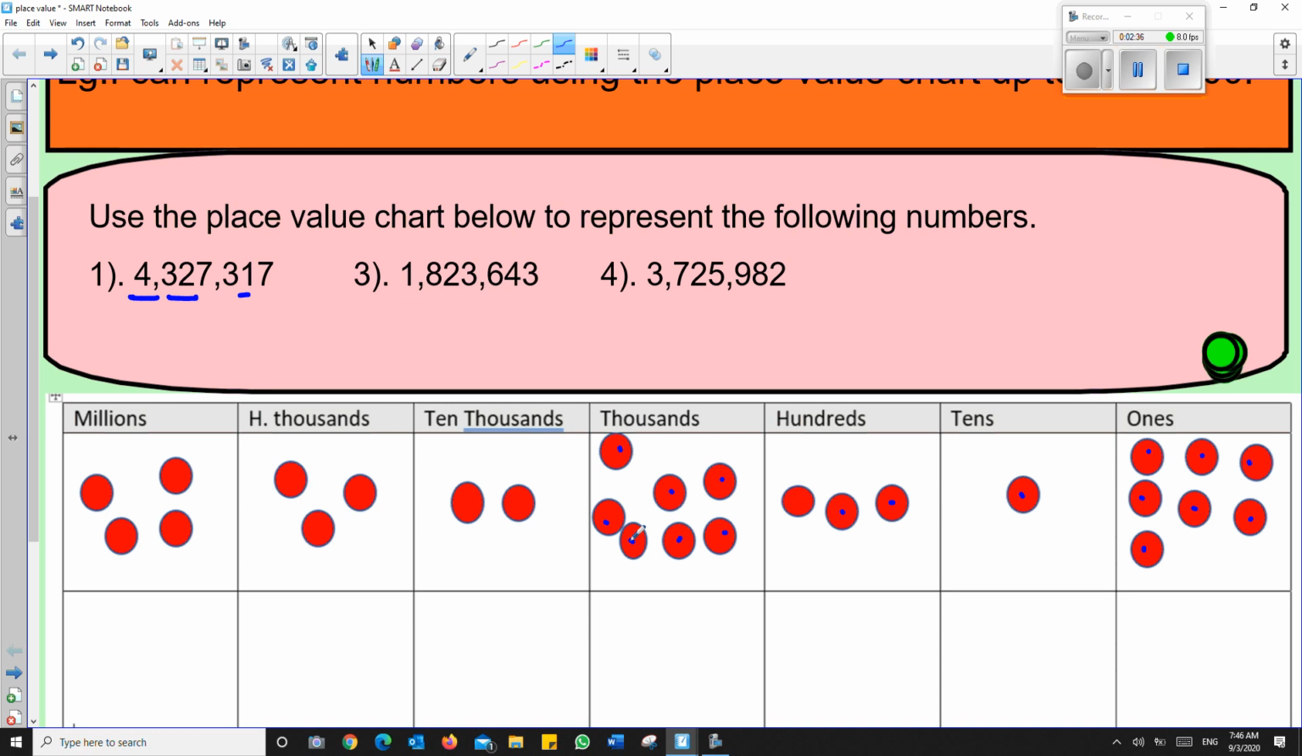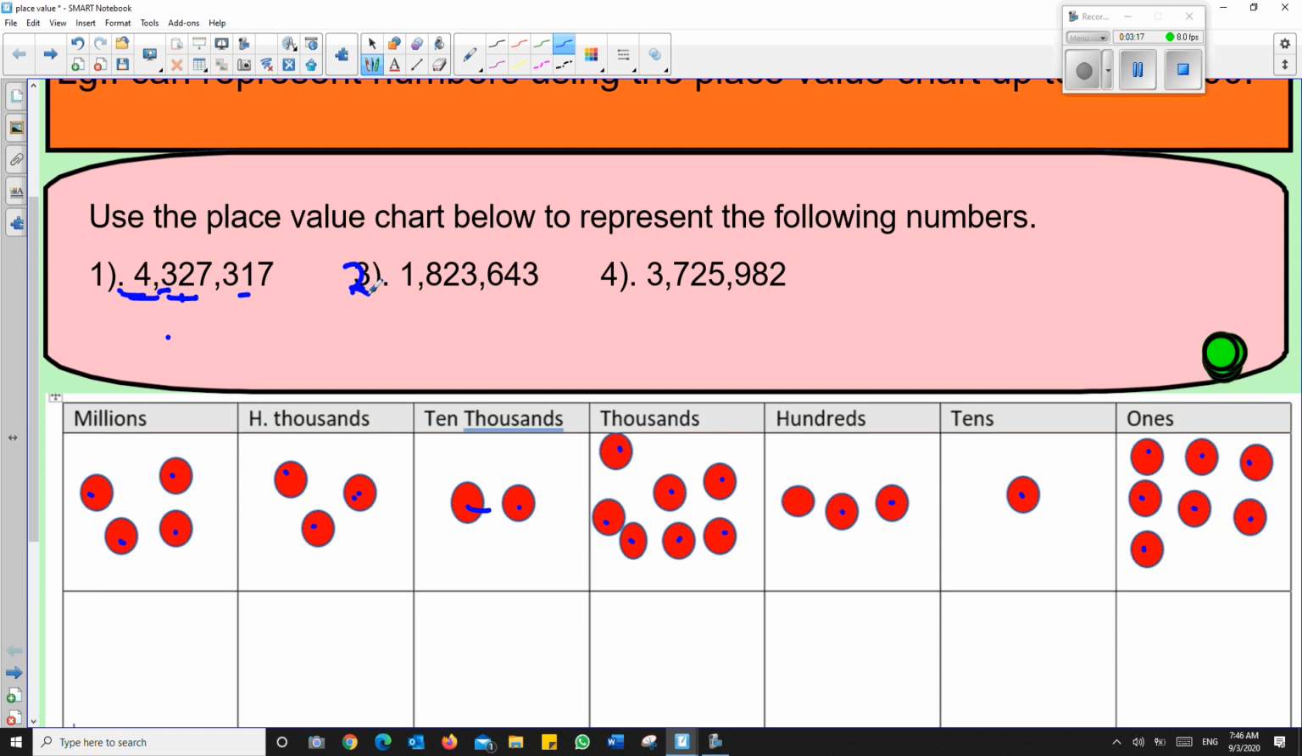In the 10,000 column, it is digit 2, represented by 2 counters. In the 100,000 column, we have digit 3, represented by 3 counters. And lastly, in the millions column, there's digit 4, represented by 4 counters. Now, let's try to represent the second number.